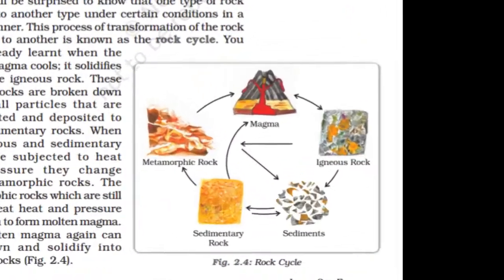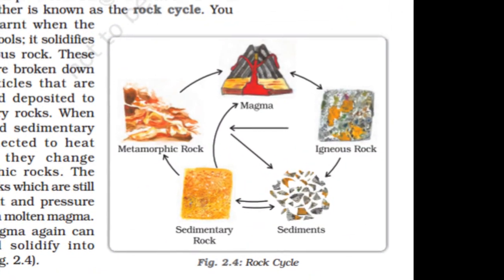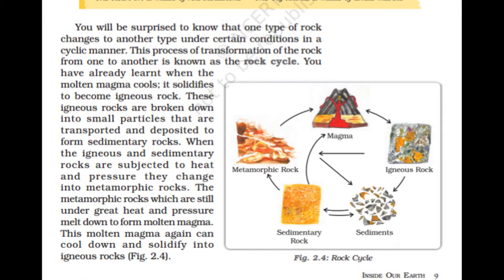Now you will learn about the rock cycle. What is a rock cycle? One type of rock changes to another type under certain conditions in a cyclic manner. This process of transformation of rock from one type to another is known as the rock cycle. The metamorphic rocks, which are still under great heat and pressure, melt down to form molten magma. This molten magma again can cool down and solidify into igneous rocks.